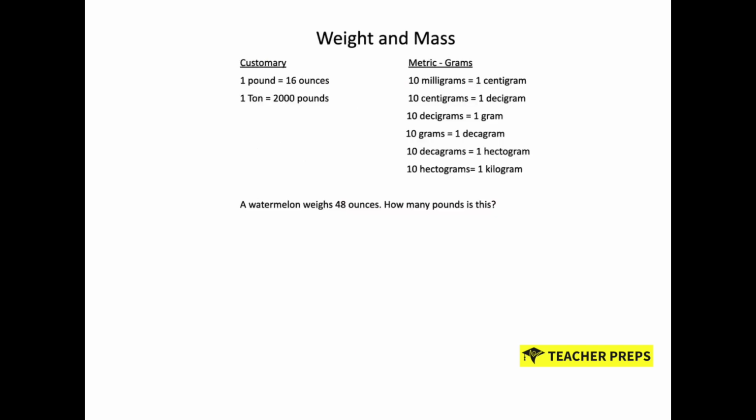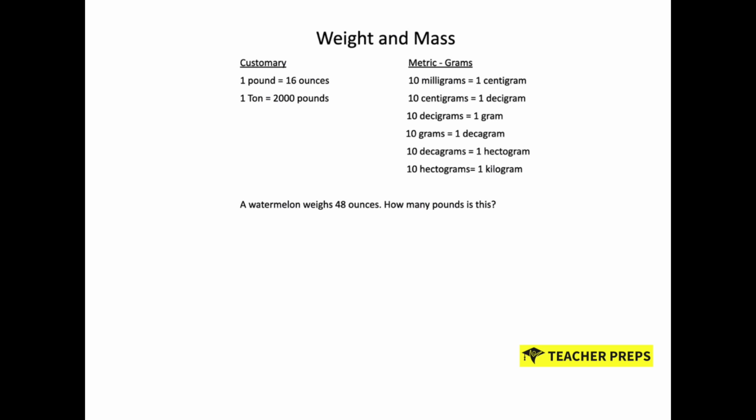Let's talk about weight and mass. The two words are often used interchangeably, but they mean different things. Weight is the measurement of the heaviness of an object. It is a measurement of the downward force of gravity. Because of this, your weight can change based on where you are. For example, if you were on the moon, your weight would be different. Mass, on the other hand, is the amount of matter an object contains. This does not change based on where you are.